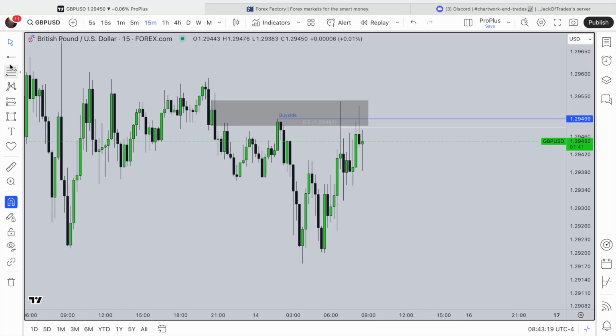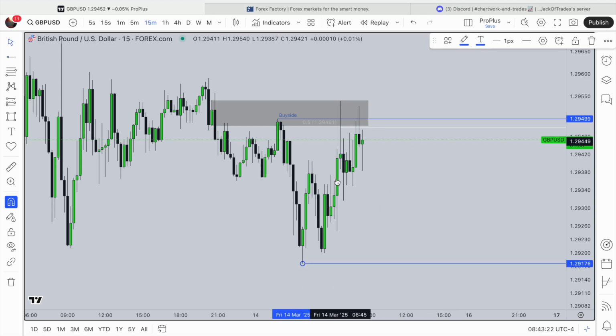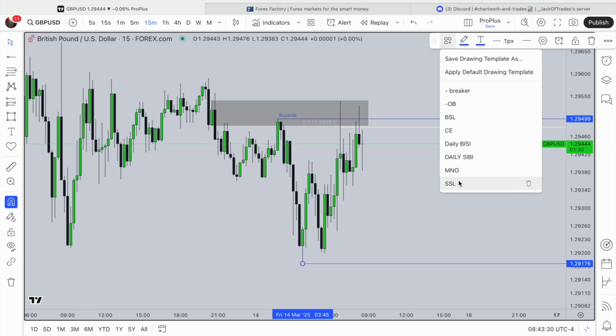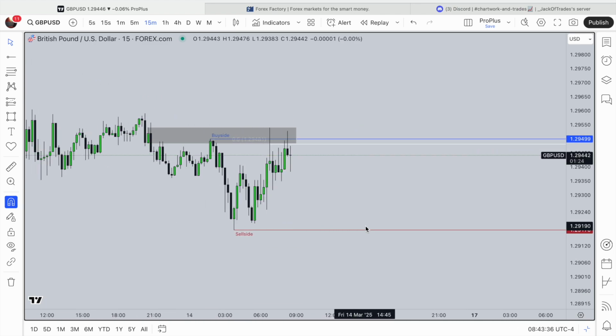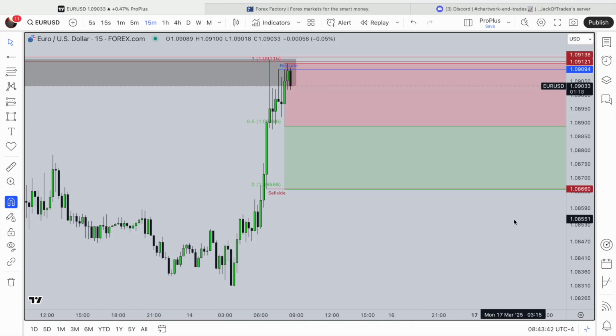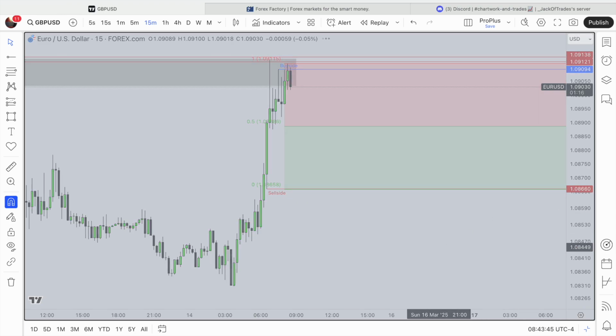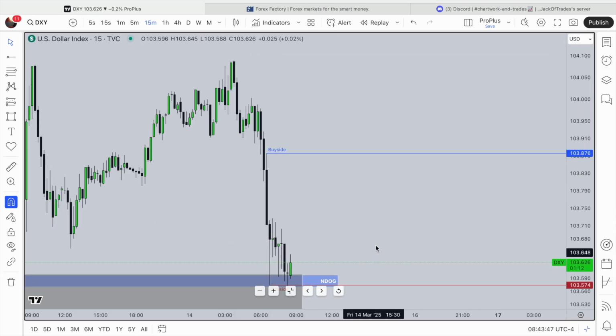For pound, I'd say just this sell side down here would be my draw on liquidity. So that'd be my draw on liquidity there for pound, so 1.29176. Euro would be there, 1.08660, and dollar is there, 103.876. So I'd update you guys if there was a trade or not. But yeah, probably best to wait until the news releases anyway. But we shall see. We shall see.